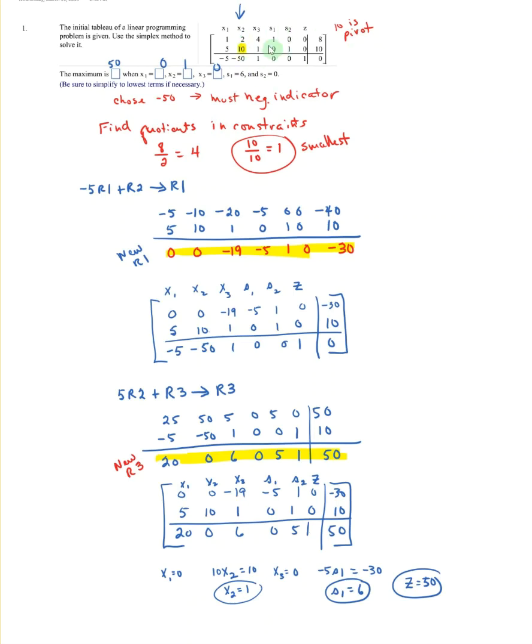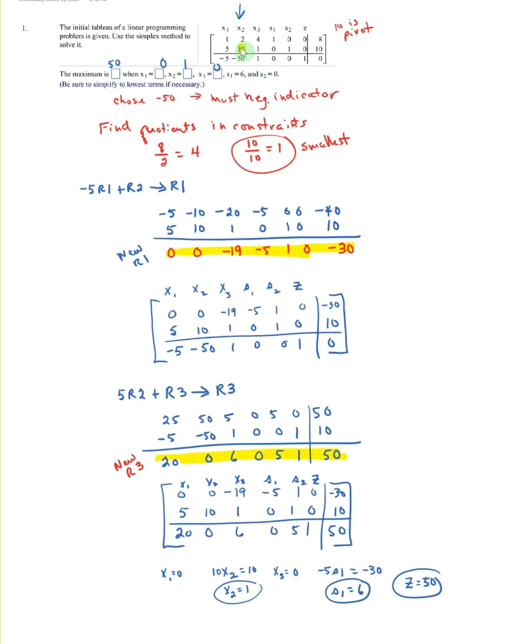To choose where to pivot from, you look at the bottom row and you pick the most negative indicator. Below this line are the indicators, and the most negative is negative 50. So we know that's the column we need to look at. Then you find the quotients in the constraints. So you have 8 divided by 2, and you have 10 divided by 10. You want to pick the smallest quotient. That's the 10 over 10. So this number right here is our pivot.